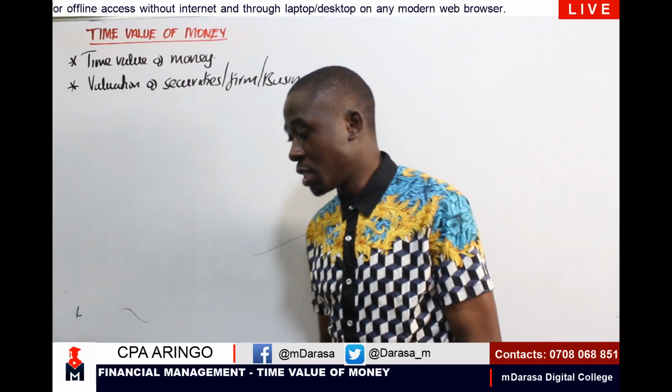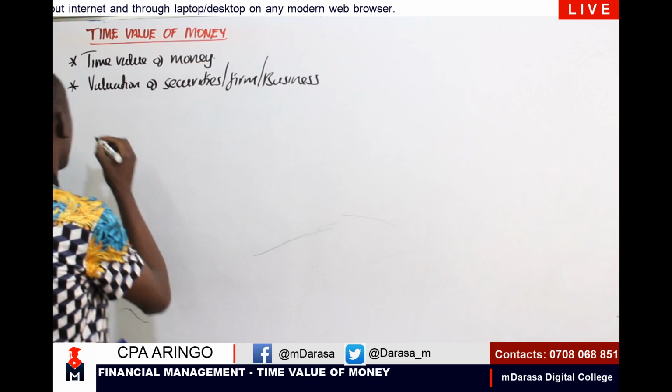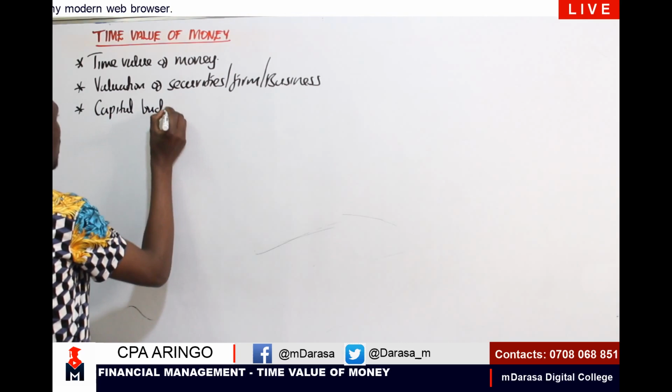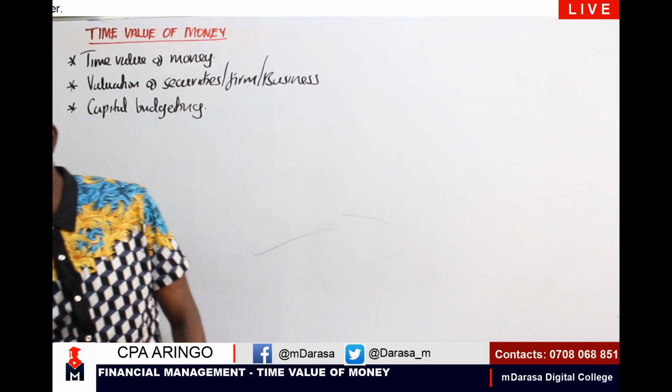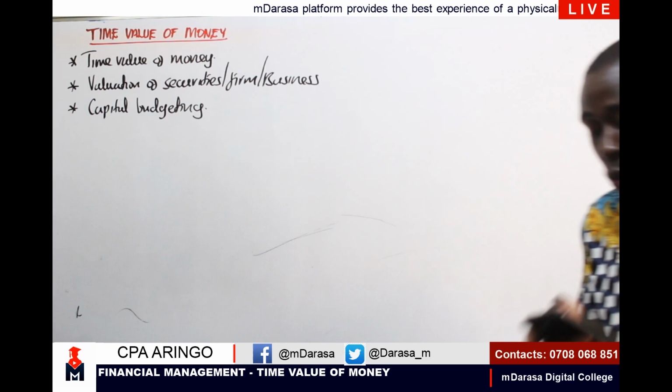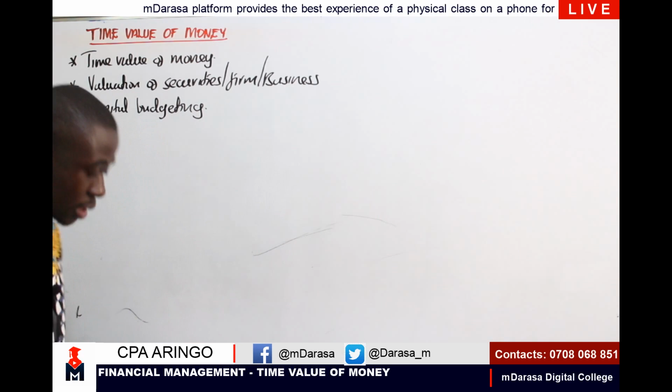The other key element that you must be very good at is capital budgeting. This is another key area where you must be good. Let us not even say good, you just have to be perfect in that area. That is, of course, capital budgeting decisions.